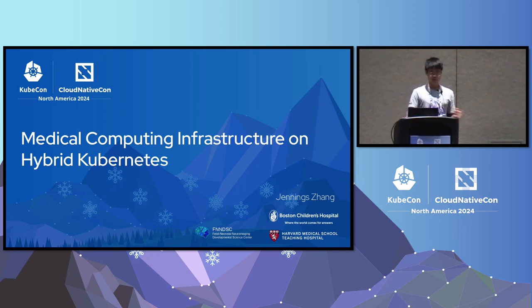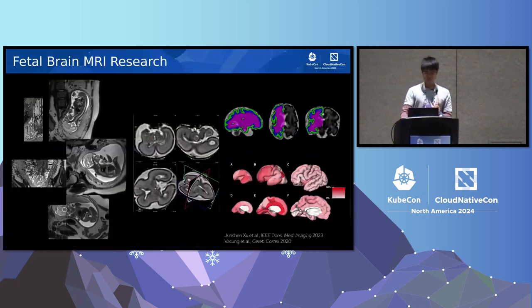Within Children's, I specifically work for an academic research lab known as the FNNDSC. And our lab focuses on developing advanced neural information processing systems. You see? Neural information processing systems, right? Made out of neurons, the real ones, you know, axons and stuff. I promise you, AI will not be the big focus of this talk.